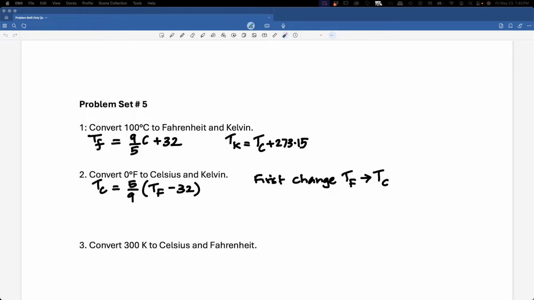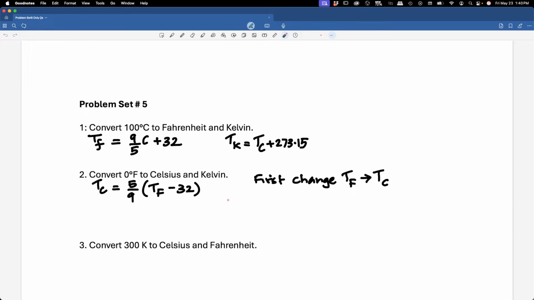Convert 100 Celsius to Fahrenheit and Kelvin. All you got to do is use the formula. You want it in Fahrenheit, and so whatever you're given in Celsius, plug it in here, use this formula and find the answer. And then to change it to Kelvin, you just have to add 273.15 to the 100 Celsius.